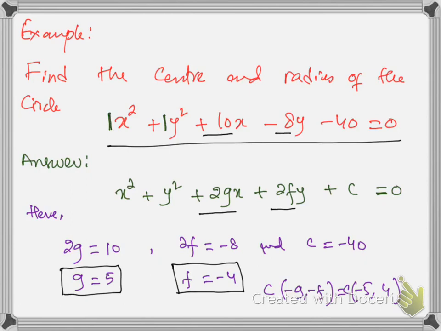So we can solve this; we can compare this with the standard equation. This is the standard equation of the circle. By comparing this equation with the standard equation, we have g is 5, f is minus 4. Therefore with the help of these two we can write the center of this circle, and c is negative 40, which will help us to get the radius.